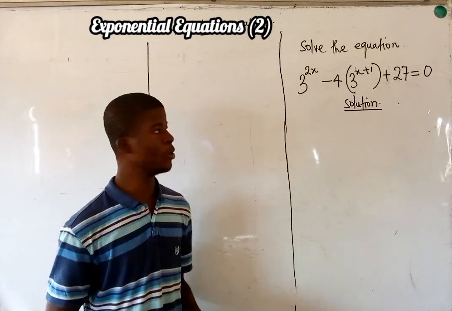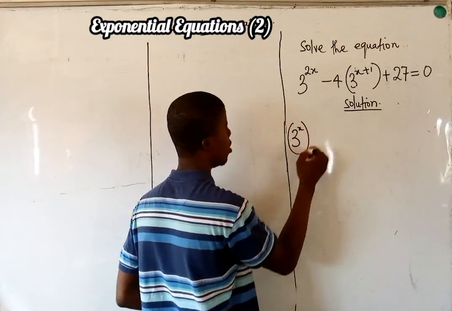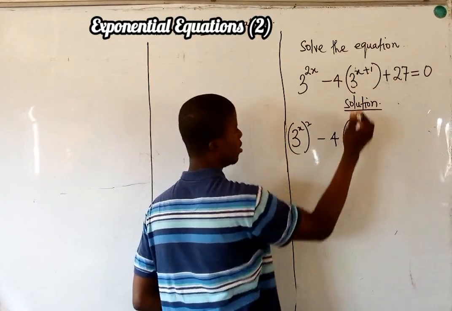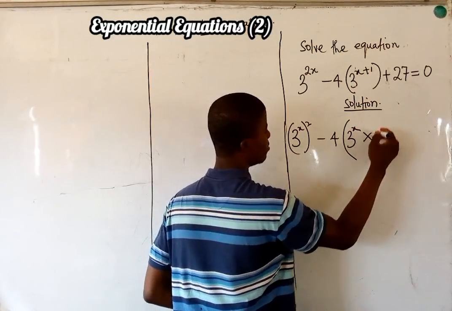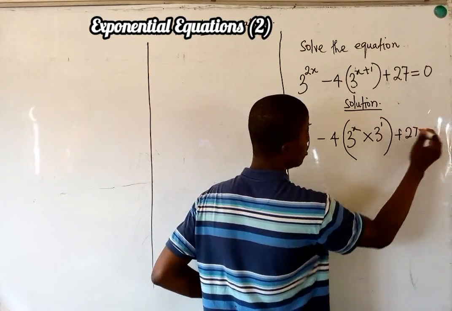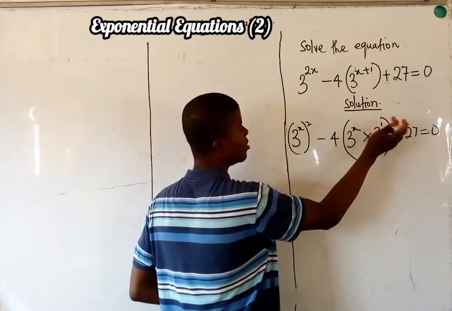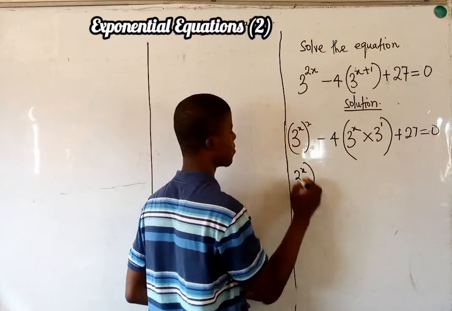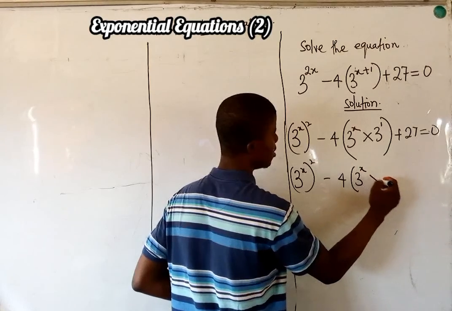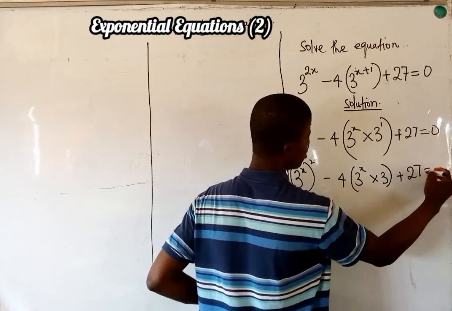So now let's see the solution. What we'll do is to write this as 3 to the power of x, all squared, minus 4, all in bracket, 3 to the power of x plus 1, which is also 3 to the power of x times 3 to the power of 1 based on the first law, plus 27 is equal to 0. And 3 to the power of 1 is the same as 3. So I have 3 to the power of x all squared minus 4, all in bracket, 3 to the power of x times 3, plus 27 is equal to 0.